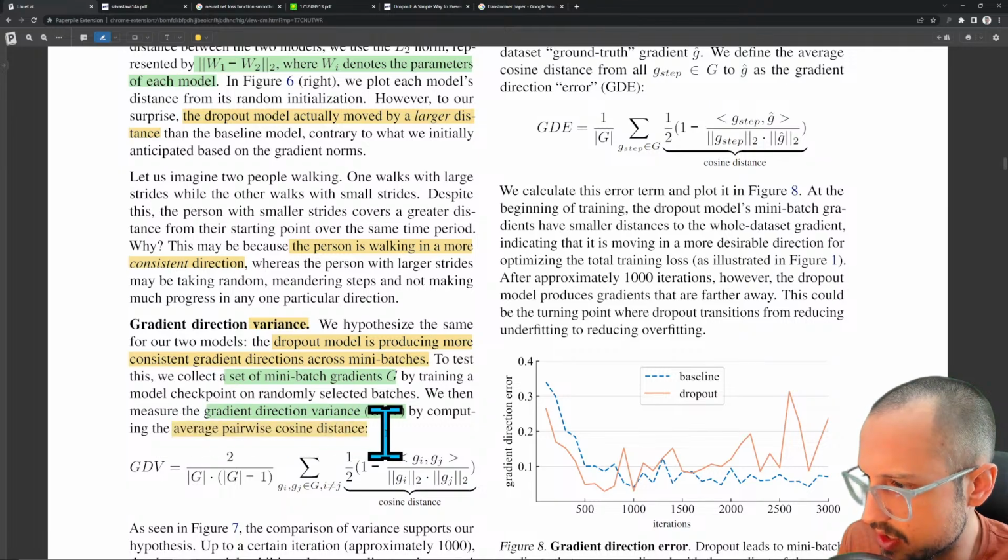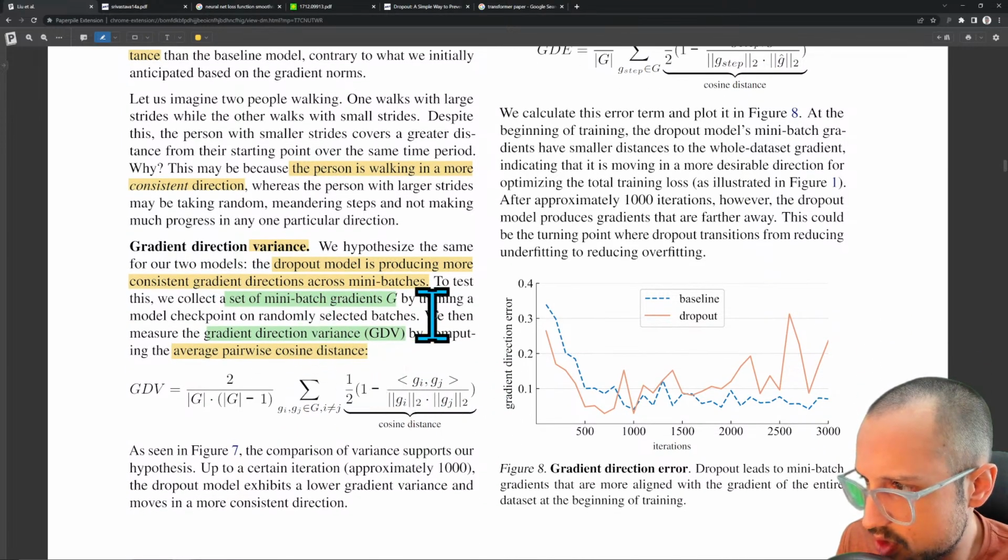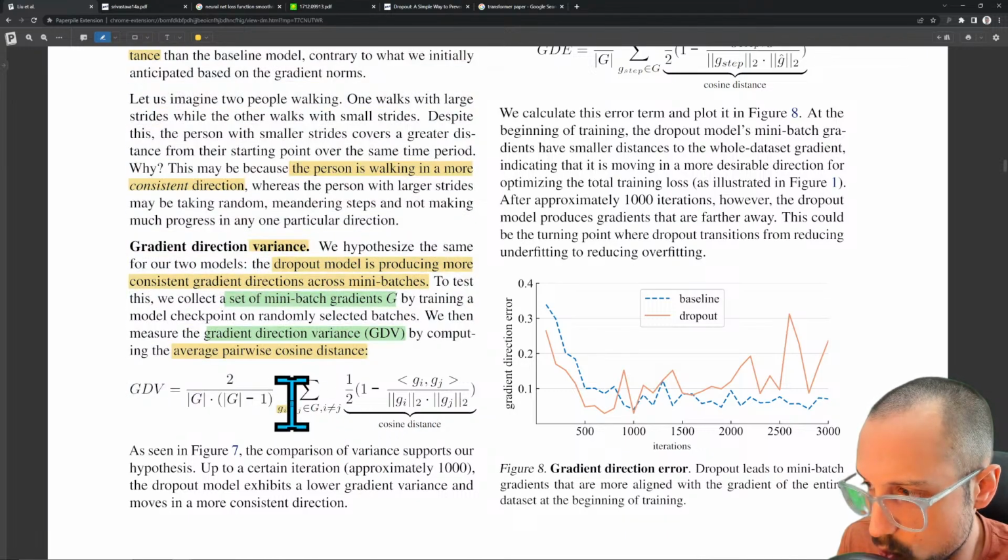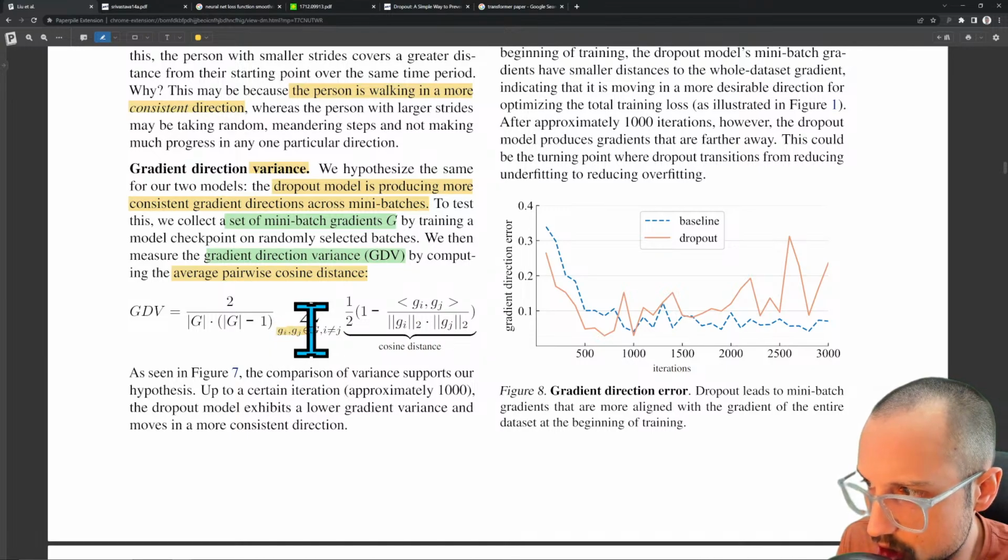Average pairwise cosine distance. Okay, so you have two vectors, right? You have GI, which is one gradient vector, and then you have a different gradient vector, GJ. Both GI and GJ are taken from a set of vectors, capital G. That's what this means here. And then this I does not equal J. What that means is that we're not going to do this if the gradient vector is the same.